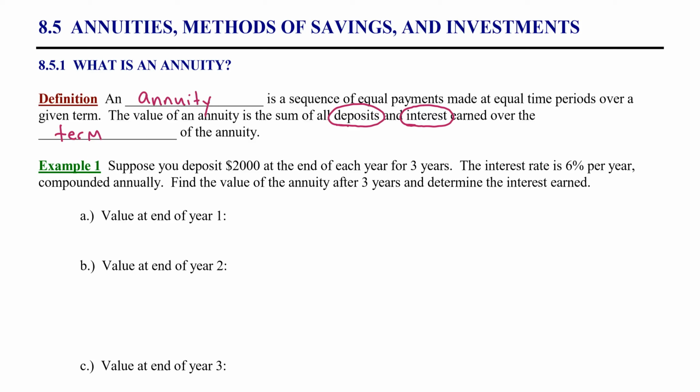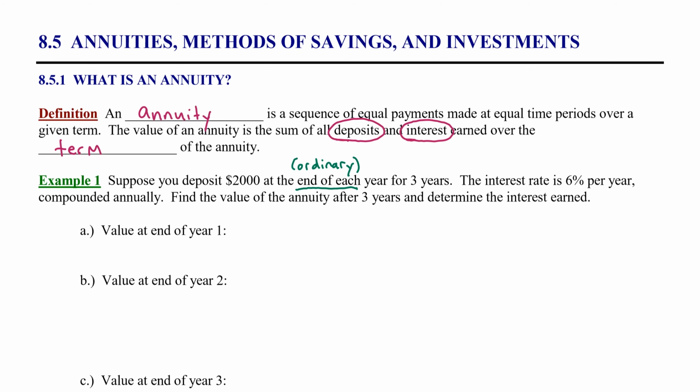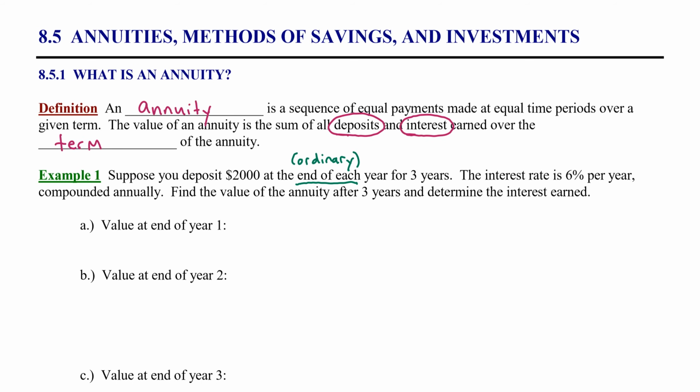So let's consider example 1 to get an understanding of how an annuity works. Suppose you deposit $2,000 at the end of each year for 3 years. Notice it says here the end of each year. This simply makes it something called an ordinary annuity. There are ordinary annuities and something called an annuity due. In an ordinary annuity, the deposit is made at the end of each period. But we're just going to stay focused on ordinary annuities.